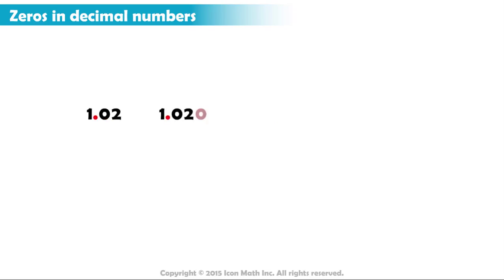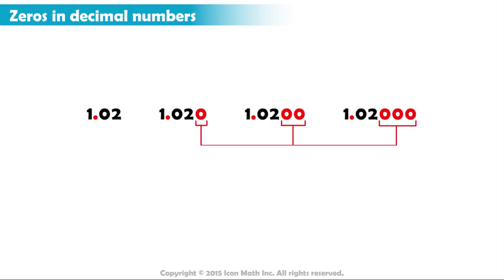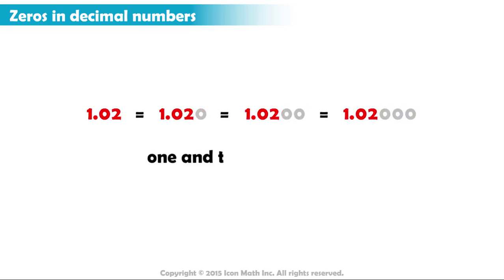This shows us that after the decimal point, zeros on the right that are not followed by a digit between 1 and 9 can be ignored. They are called trailing zeros. They carry no value. This means that these numbers here represent exactly the same value, which is 1 and 2/100.